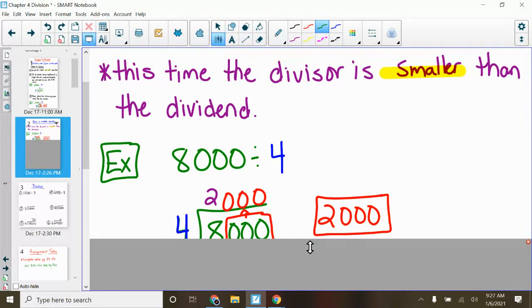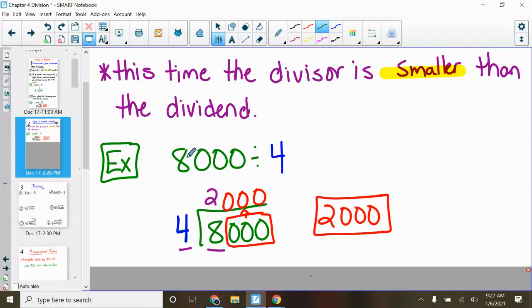Okay, so if I had a problem like this time, I have 8,000 divided by 4. Okay, so 8,000, that's my dividend. It's the number that goes in the box. So here it is in the box. And then the 4 is the divisor. It's the number that goes outside the box.